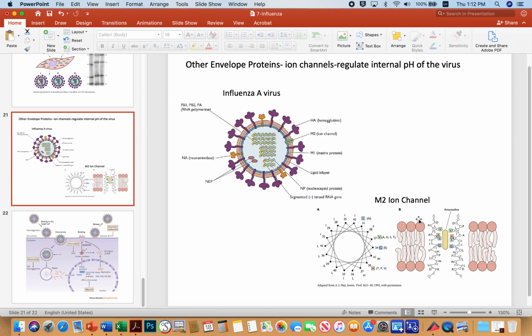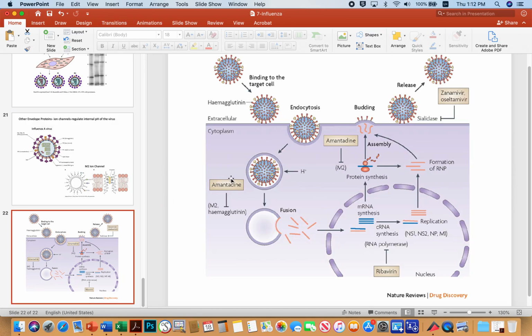And so here's another look at the M2 ion channel, and then here are the main amino acids and how they interact, how they're juxtaposed, how they're laid out so that they can facilitate making this channel. And here's an example of a drug called amantadine, which fits right in here and blocks the channel and prevents this virus from uncoating. So that leads me to this final slide showing you some of the different antiviral drugs.